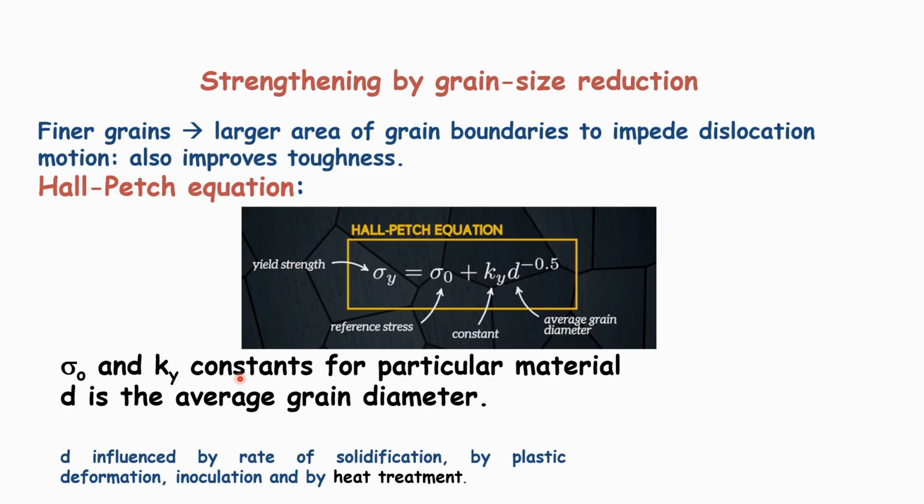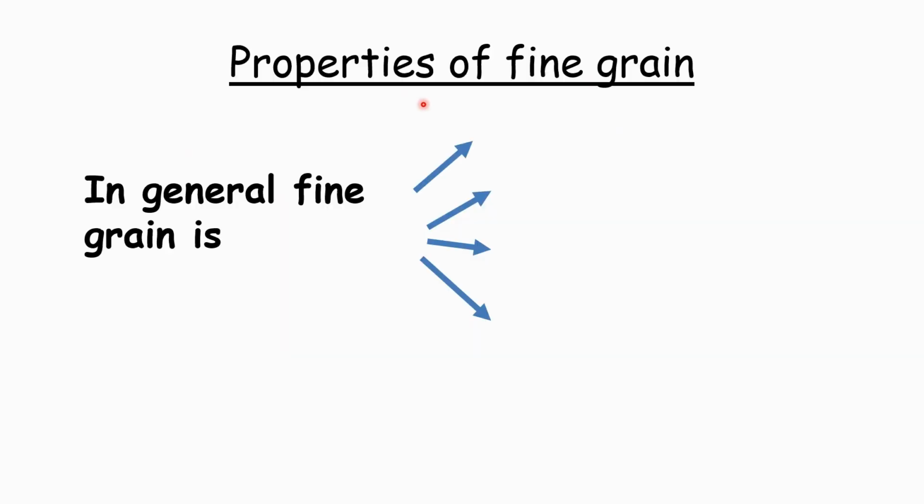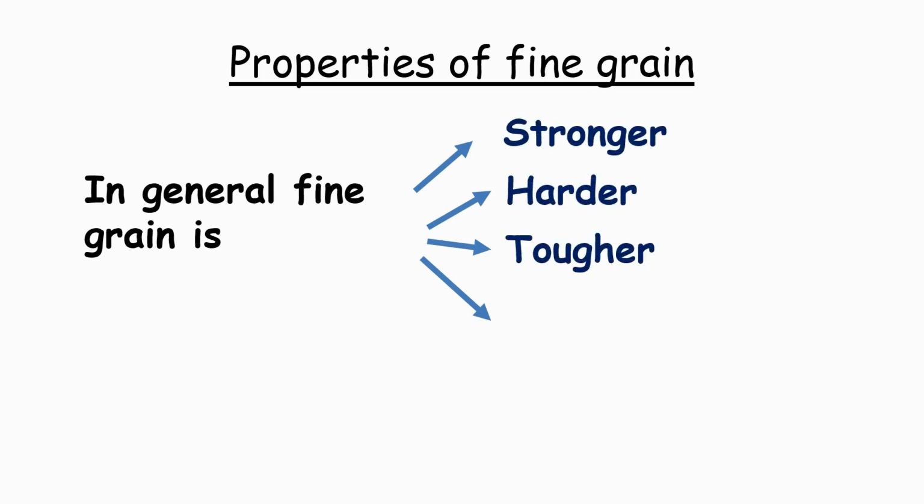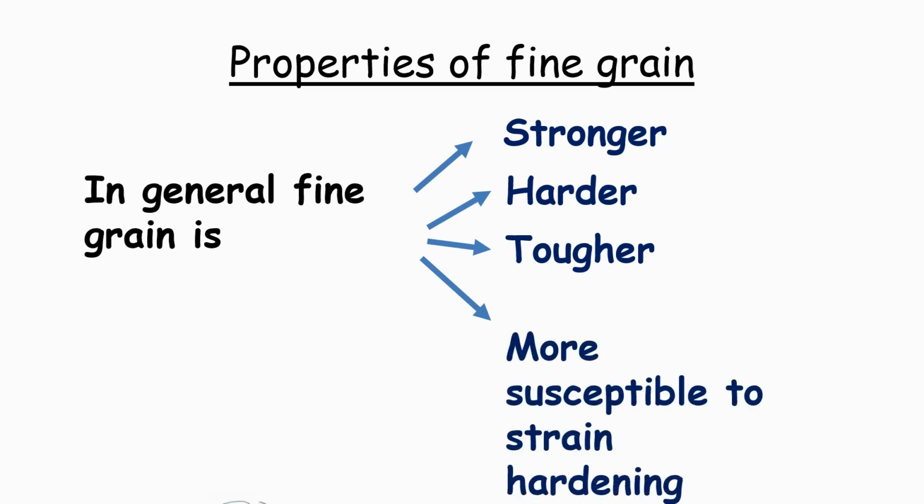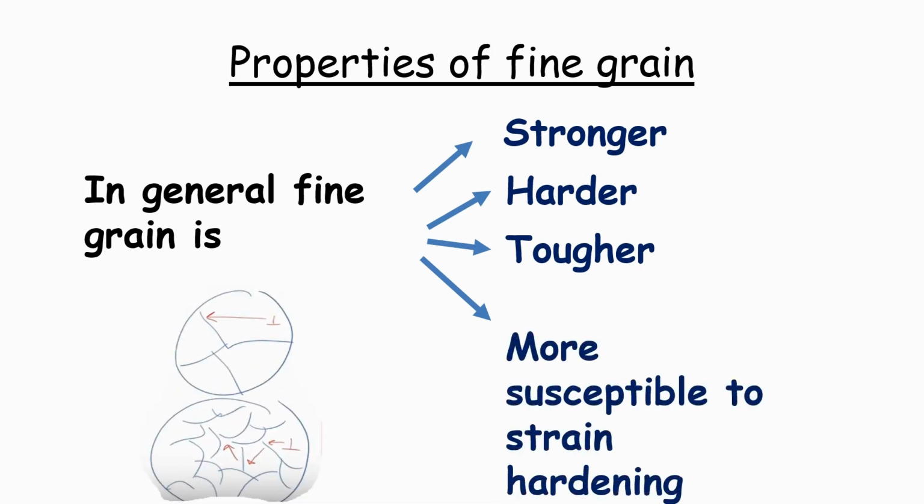So in general, we can say that fine grain is stronger. It is also harder, tougher, and more susceptible to strain hardening. Right? So why is fine grain stronger? Because adjacent grains have different orientations, so dislocations have to change direction. Change in direction is harder if a large misorientation exists. Smaller grain size also means that we have atomic discontinuity where the slip plane will be discontinued.